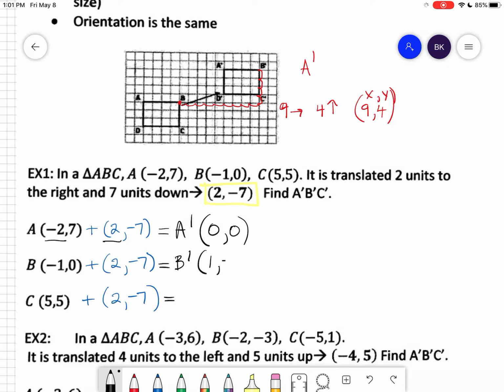And 0 plus -7 is -7. And then, of course, C prime: 5 plus 2 is 7, and then 5 plus -7 is -2.